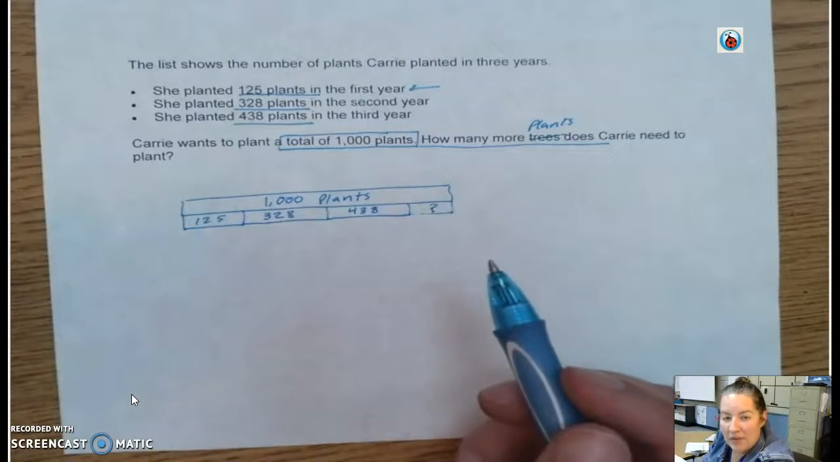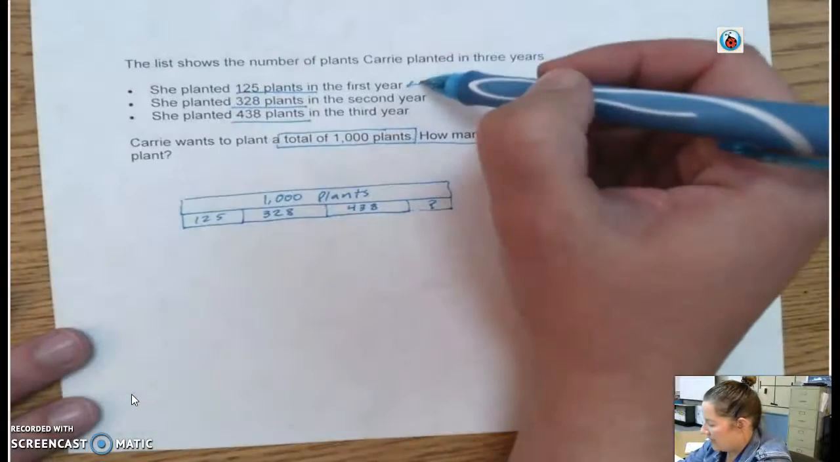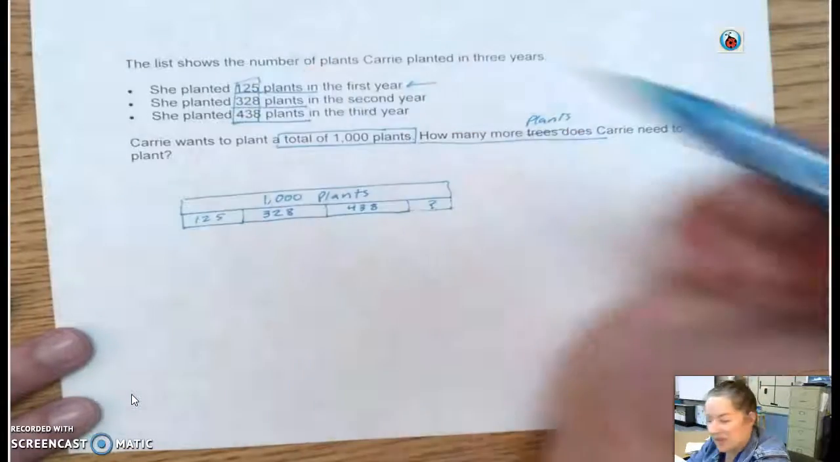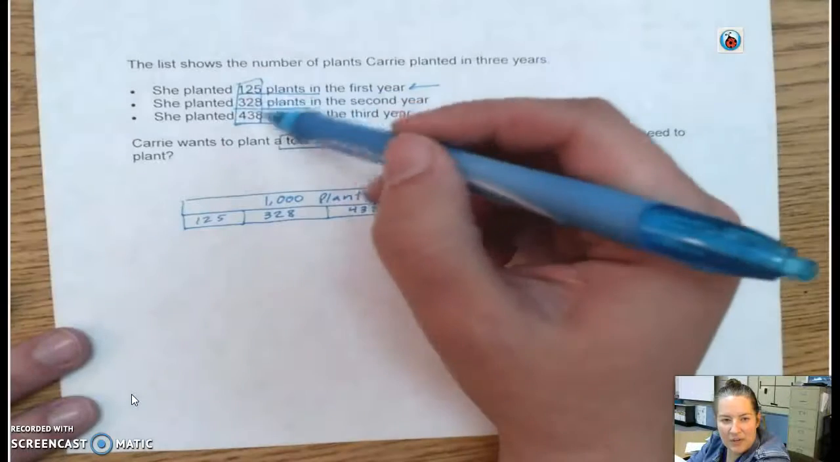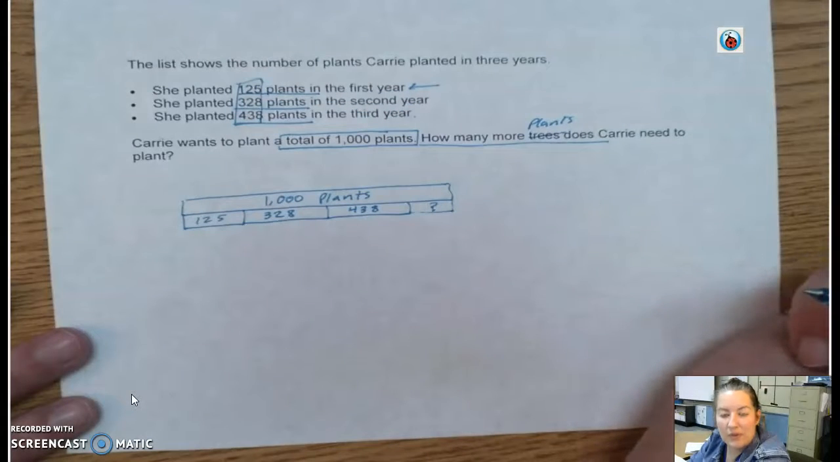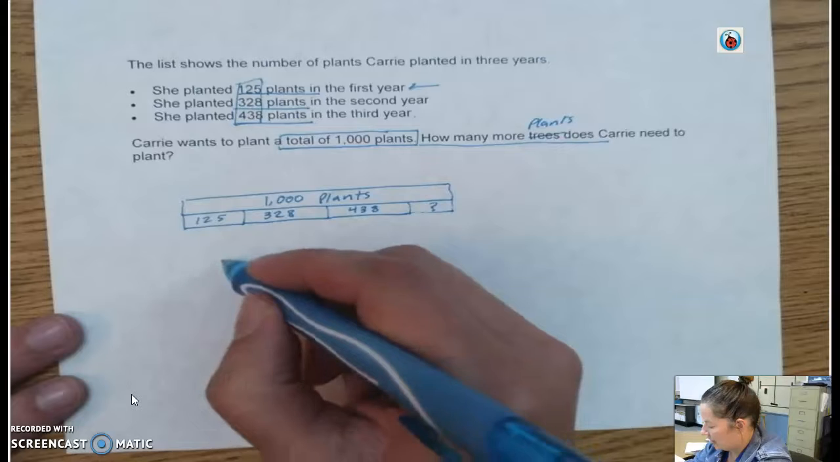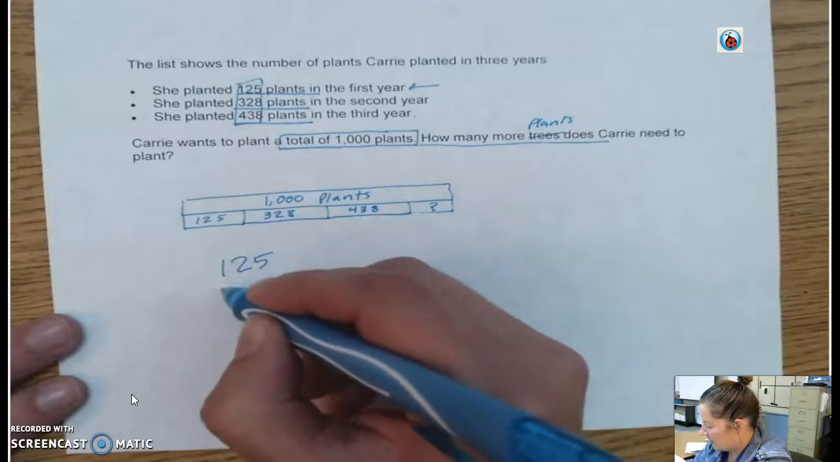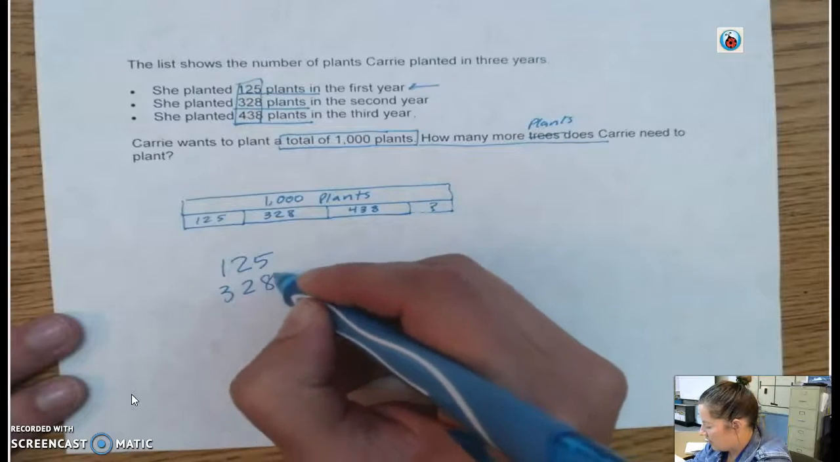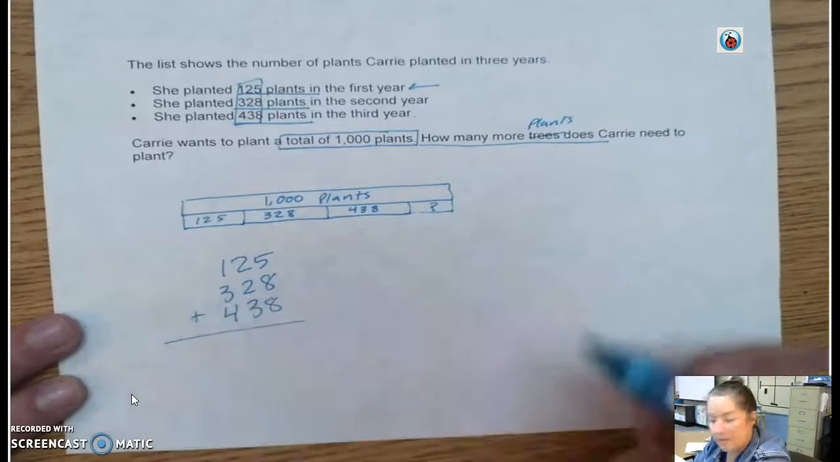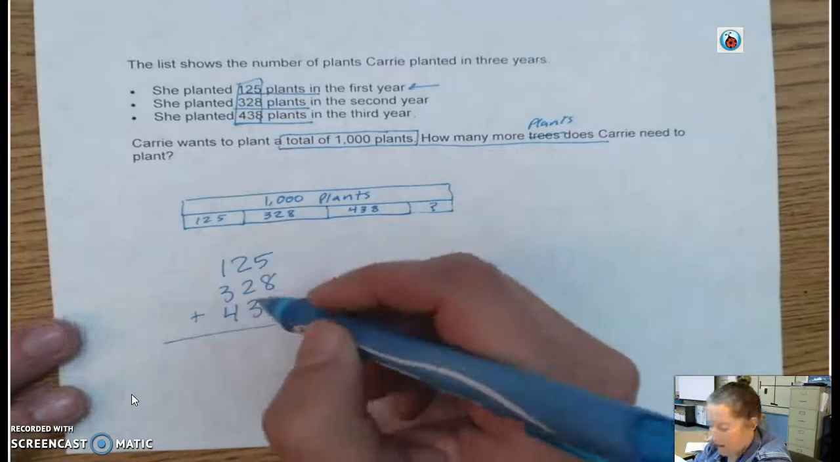And how are we going to figure that out? Well, I need to look at the first year, the second year, the third year, and do something with these numbers. How could I figure out the total of all of those? What would you do? We would add them all together. So let's add them up. So 125, 328, 438.